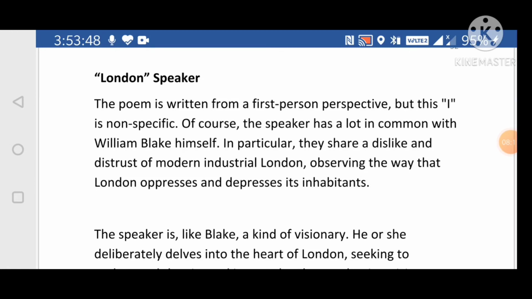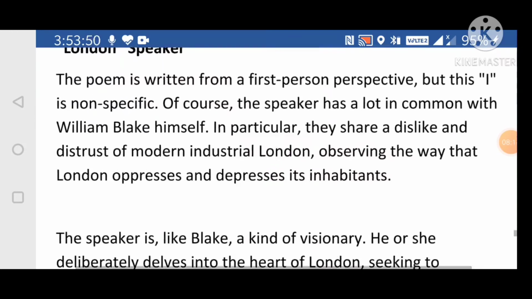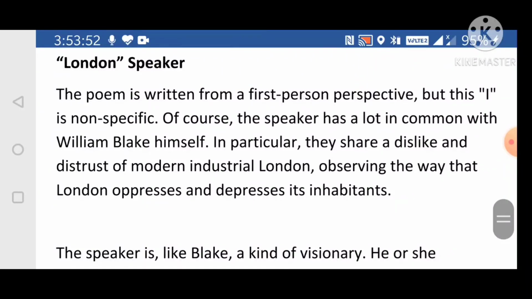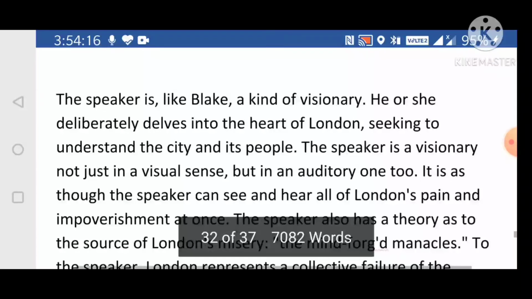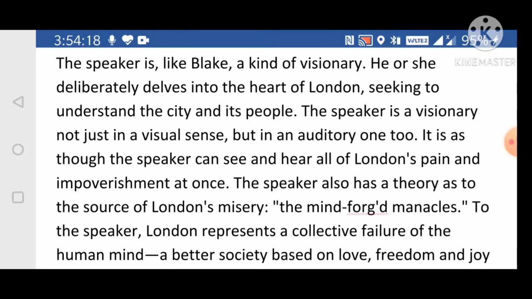The London speaker, the speaker of the poem. The poem is written from a first person perspective, but this "I" is non specific. Of course, the speaker has a lot in common with William Blake himself. In particular, they share a dislike and distrust of modern industrial London, observing the way that London oppresses and depresses its inhabitants. The speaker is, like Blake, a kind of visionary.